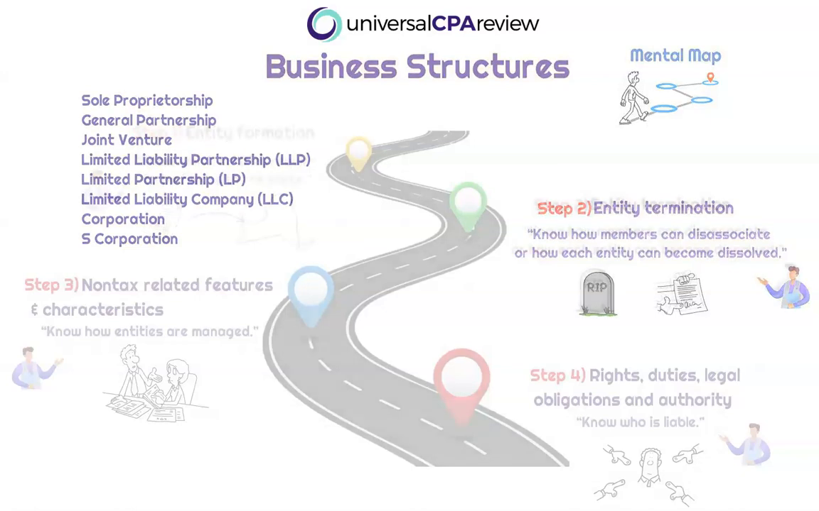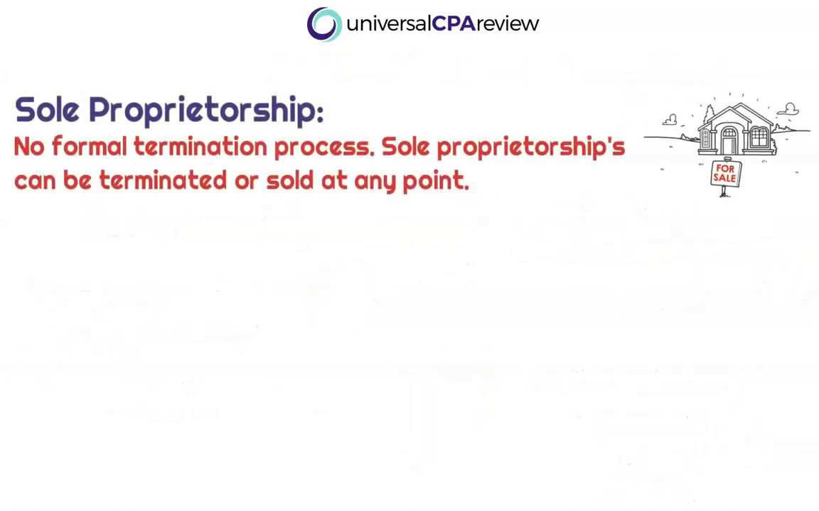Starting again with sole proprietorships. Sole proprietors are able to sell or transfer their ownership in the business at any point, right? Remember, this is the most simple type of business entity. There are no specific rules or restrictions that will inhibit or prevent the proprietorship from terminating. If they want out, they can get out pretty easily.